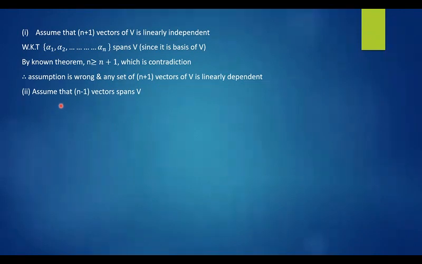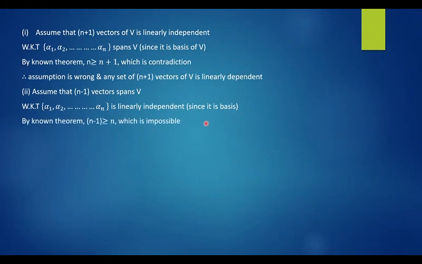To prove the second condition, that no set of n minus 1 vectors spans V, let us assume that n minus 1 vectors span V. We already know that alpha 1 to alpha n is the basis of V, so it is linearly independent, because these are basis elements.